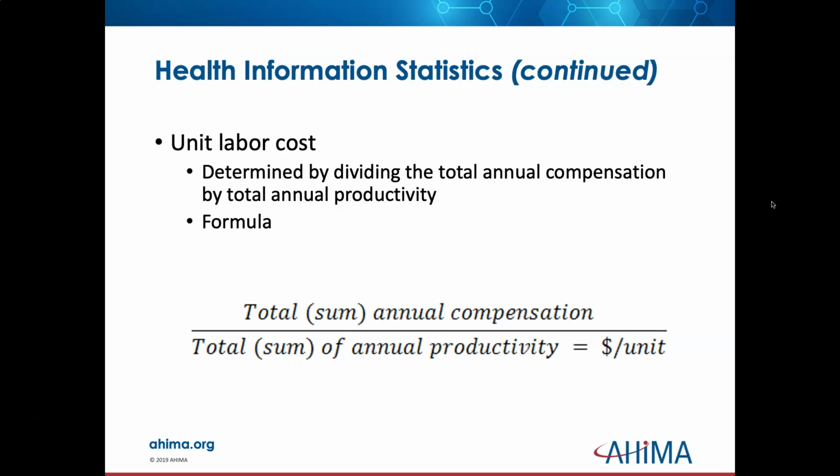Now, looking at unit labor cost, this is determined by dividing the total annual compensation by the total annual productivity. The formula for that is listed on your screen. And let's see, what example do they give to us? Again, you can look at 9.1 or 9.2. And you can see how they walked through those.